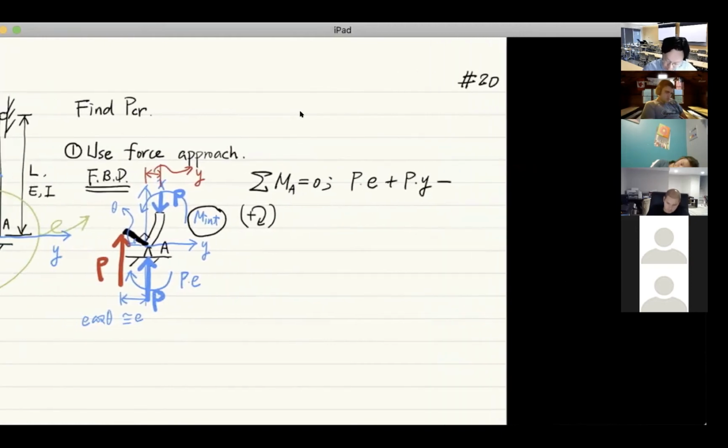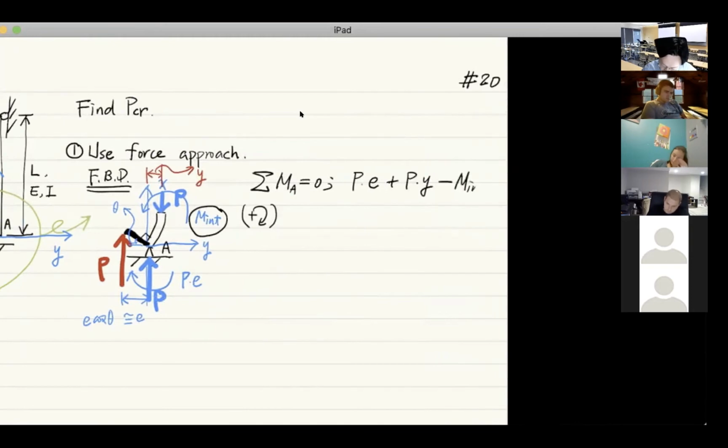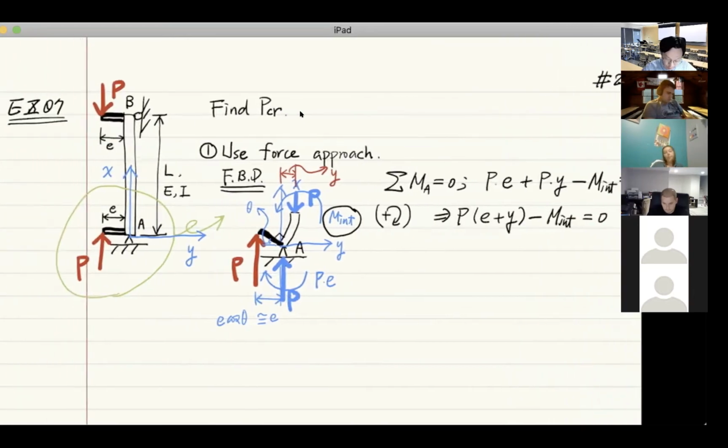minus M internal, must be 0. That's the moment equilibrium, which of course can be written as P times (E plus Y) minus M internal to be 0. So that's the first step. That's step 1, find the moment equilibrium.